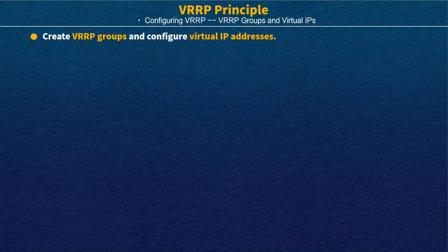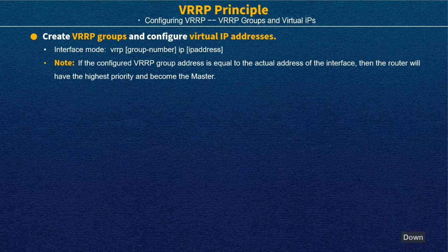And then between your terminal and the gateway, you can create the VRRP group. The key command is, in interface mode, vrrp, give a VRRP group ID and give a virtual IP address. And here is a note. If the configured VRRP group address is equal to the actual address of the physical interface, the router will have the highest priority and become the master. This is the definition of the IP address owner, right? So this is very important when you configure the VRRP virtual IP address.